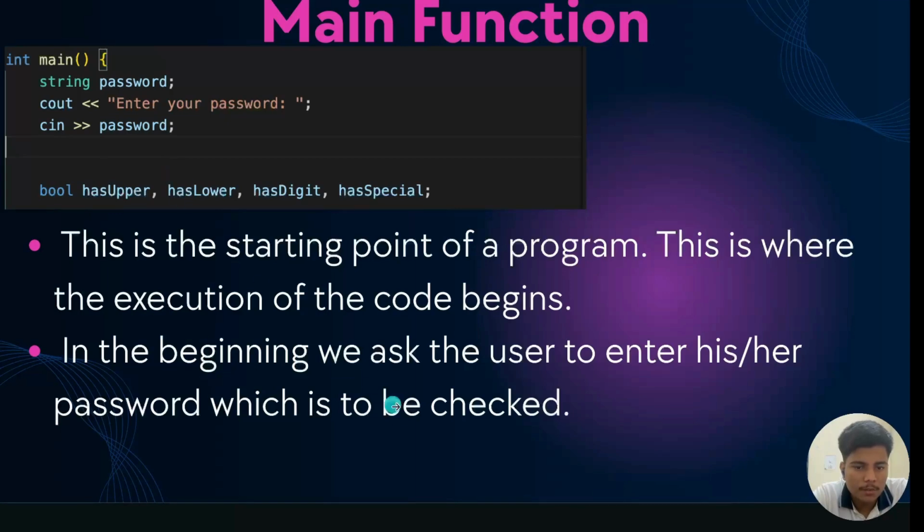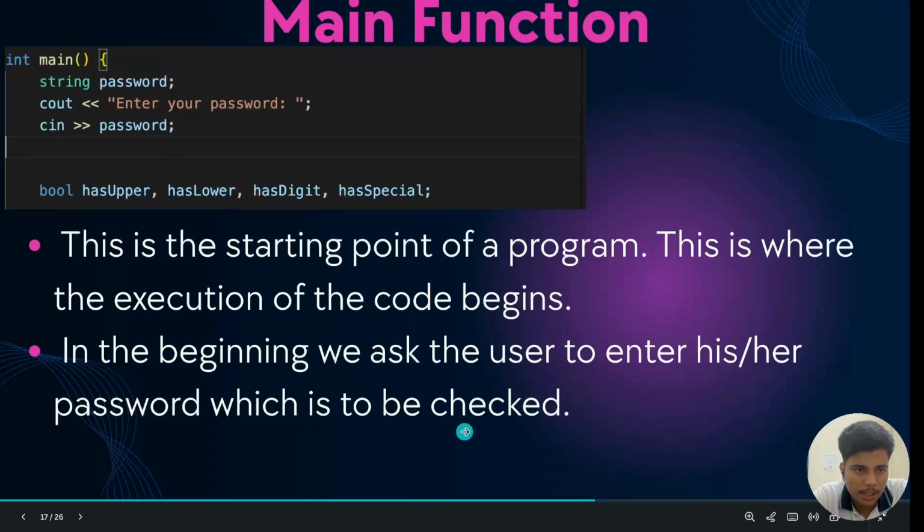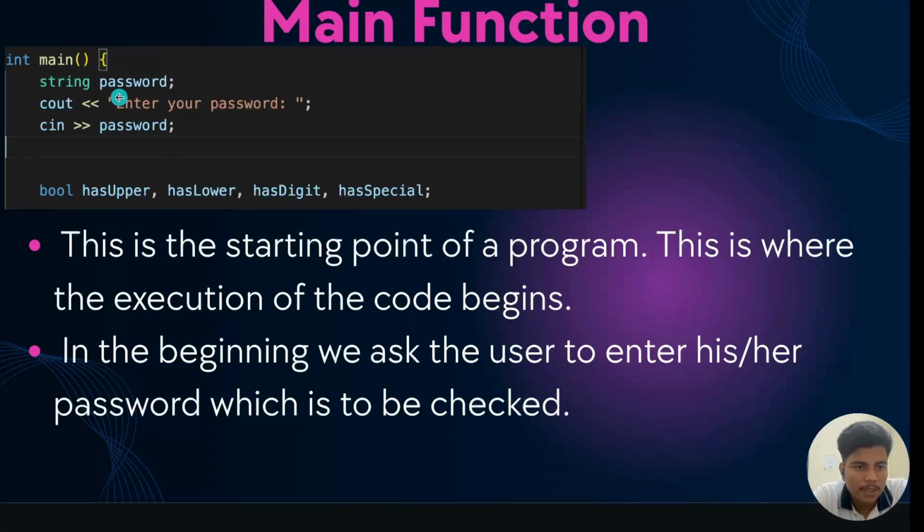So in the beginning, we'll be asking the user to enter his or her password, which is to be checked. We do so by defining a variable password of data type string. We'll also be defining variables has upper, has lower, has digit, has special of bool data type, so that we can perform the sub-functions which we have declared earlier.